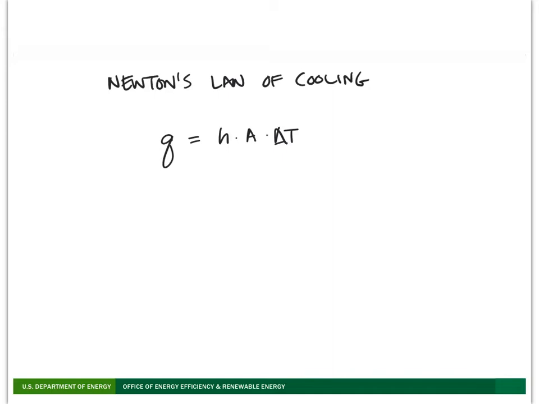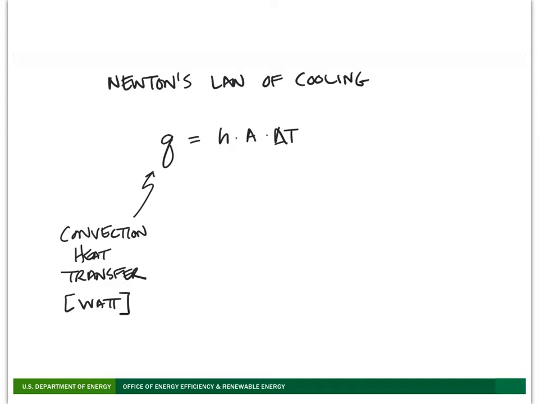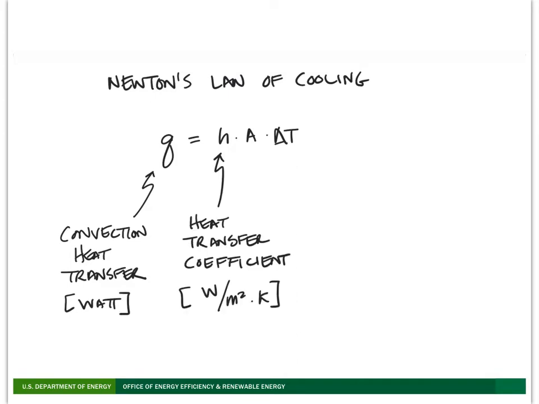Let's dive into each of these terms separately. First, let's look at Q. This is the convection heat transfer or heat rate. Most of the time, we want to calculate this with the unit of watts. H is the heat transfer coefficient, and the typical units are watts per meter squared Kelvin, although of course you can use English units as well.